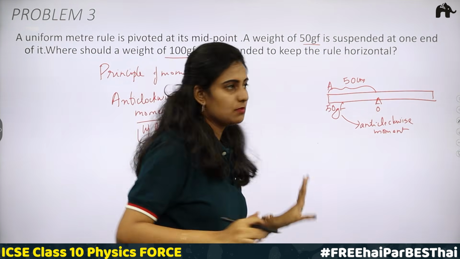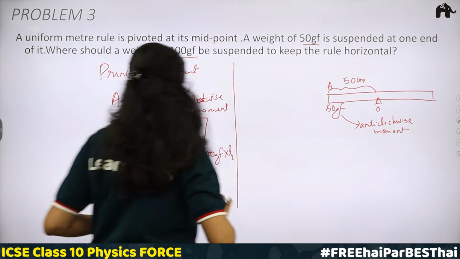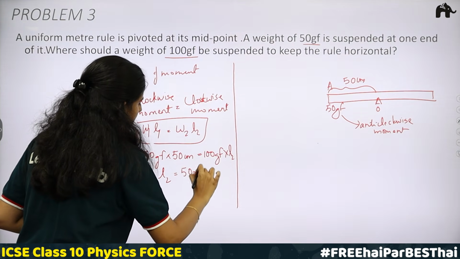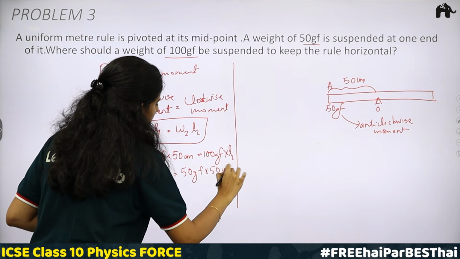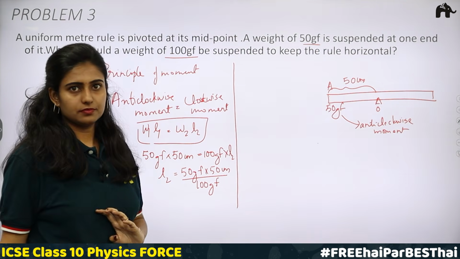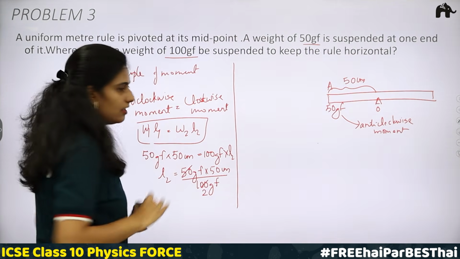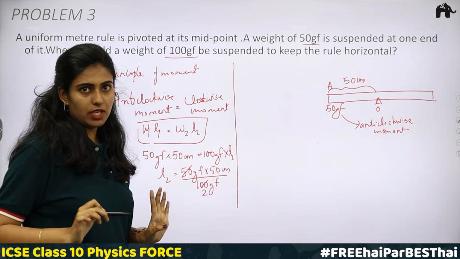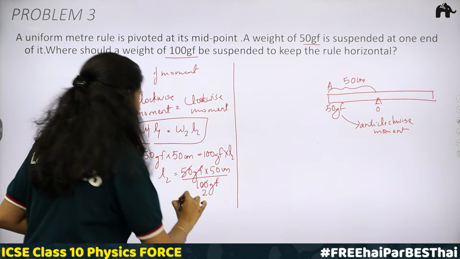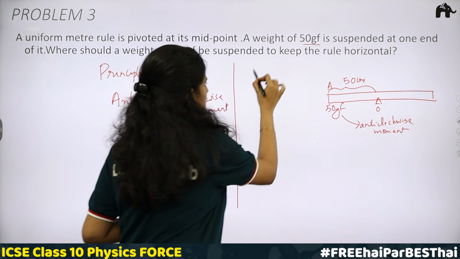L2 is what we have to determine. At what distance is this 100 GF suspended? Okay. How to find L2? L2 will be equal to 50 GF into 50 centimeter divided by 100 GF. Okay. 50 by 100. You will be getting 2 here. So 50 centimeter divided by 2. The units can be removed. 50 centimeter by 2. What is the answer? 25 centimeter.